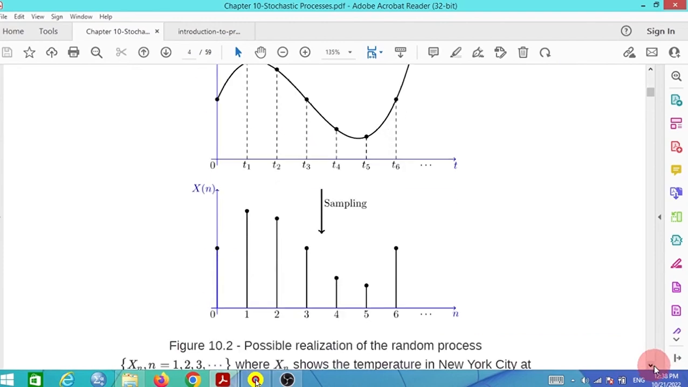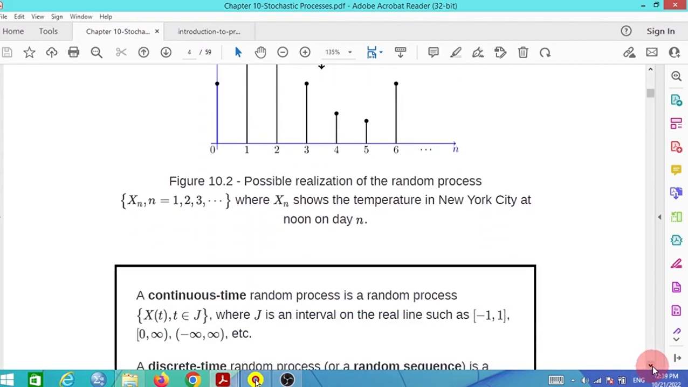See, this is temperature. Okay, we select observations at the same time interval, t1, t2, t. This is continuous time. This is discrete time. So we can change a continuous time random process to a discrete time random process.